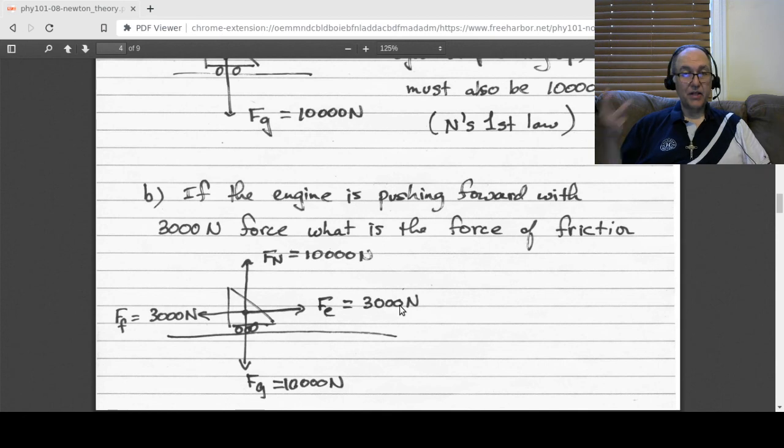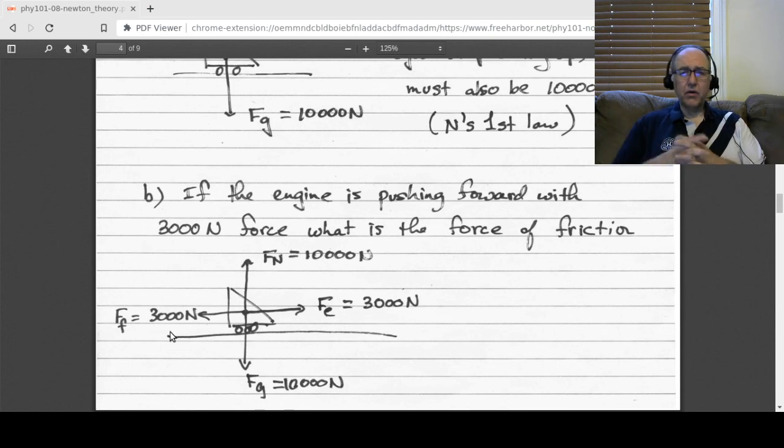So now we have identified three forces. We have the force of gravity down, 10,000 newtons, being balanced again against the normal force, 10,000 newtons up. And we have 3,000 newtons forward because the car is being pushed forward by the engine. And I asked the question, what is the force of friction? Well, the force of friction has to be in the opposite direction to the direction that the engine is pushing, and it has to be the same magnitude. So it's 3,000 newtons in the opposite direction, and that's how I came up with this force of friction.